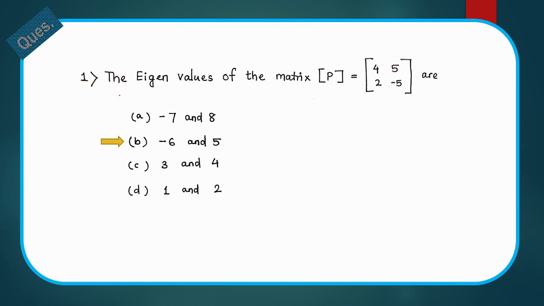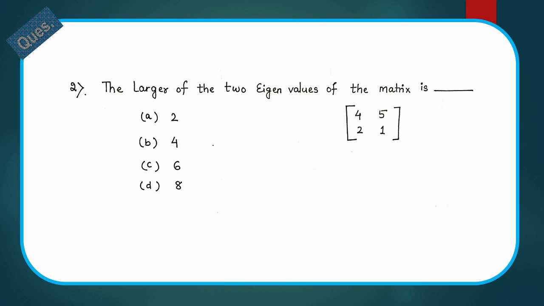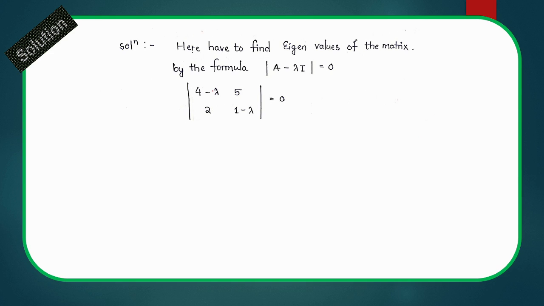Coming to the next question, yes, here the answer will be B, minus 6 and 5. Coming to the next question: the larger of the two eigenvalues of the matrix is, here the matrix given is 4 5 2 1. It has two eigenvalues, so it is asking which is the larger one. These are the options: 2, 4, 6, 8.